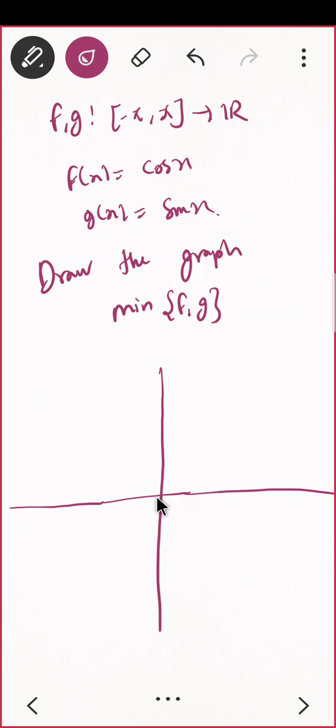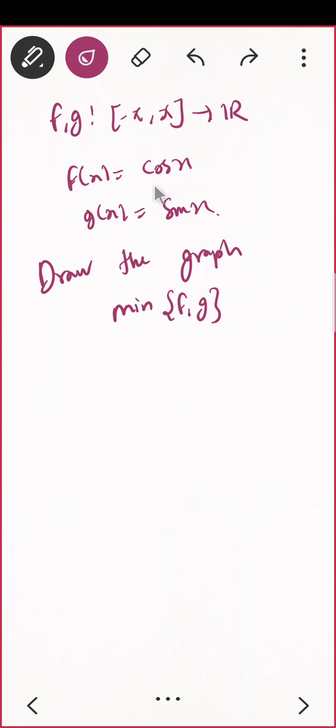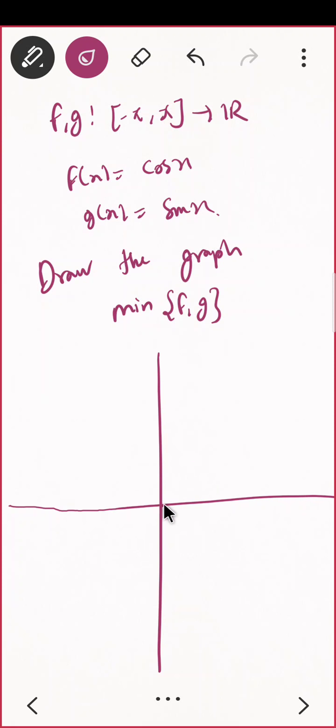So say here it is 0, it is not coming out properly, let it go. So this is 0, say this is pi by 2, and say this is pi, and here it is say minus pi by 2, and say this is minus pi. Yeah, tell me, how will you draw the graph?